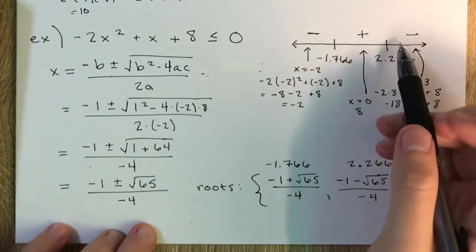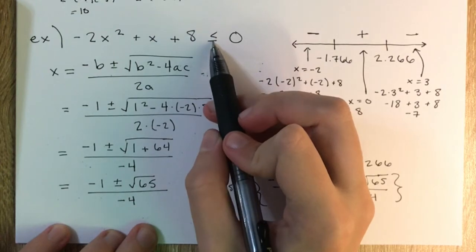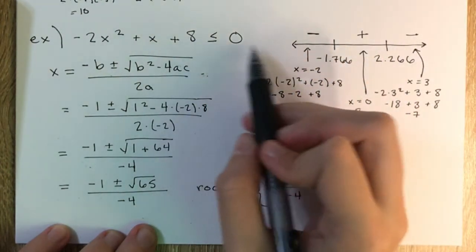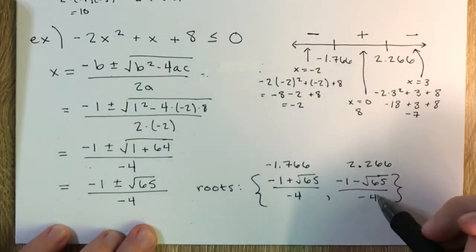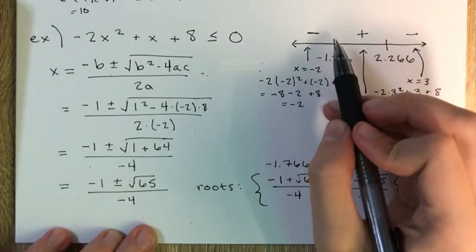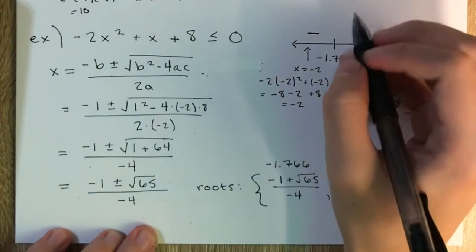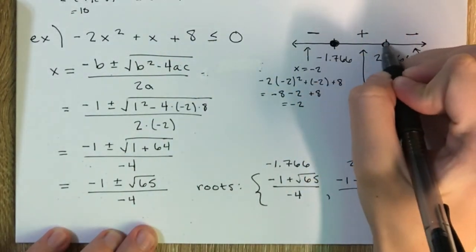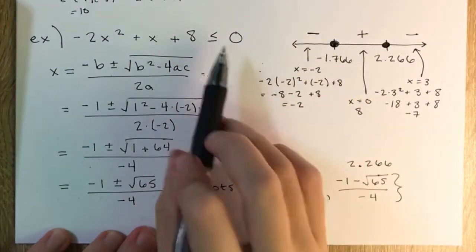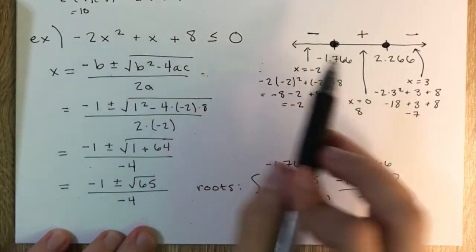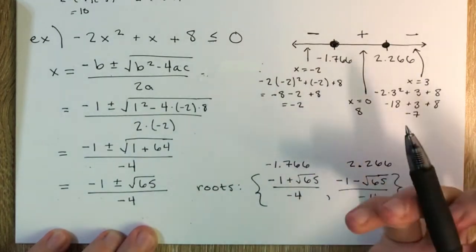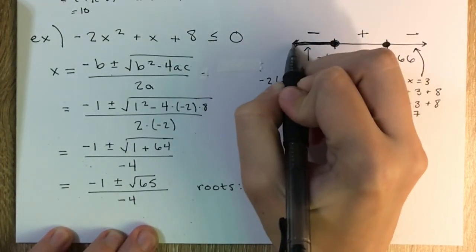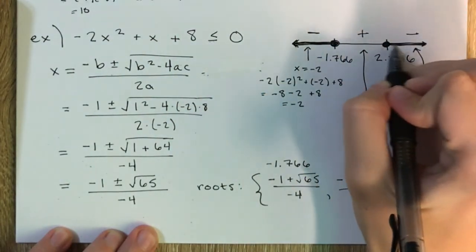Where do I shade in? Well, we are looking for less than or equal to. The value of the function at these two points is 0, right? That's their roots. That's the definition of a root. So we can include them because we're looking for less than or equal to. So we can go ahead and put closed points there. And we're asking for less than or equal to. Less than 0 is negative. So that's these guys, here and here.